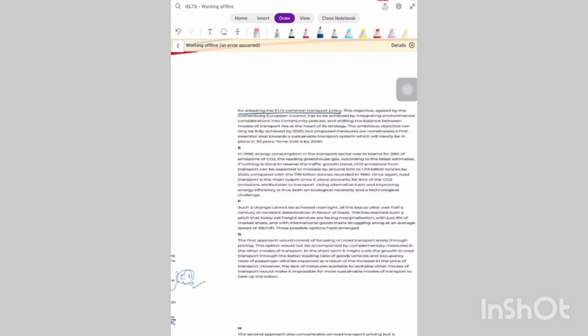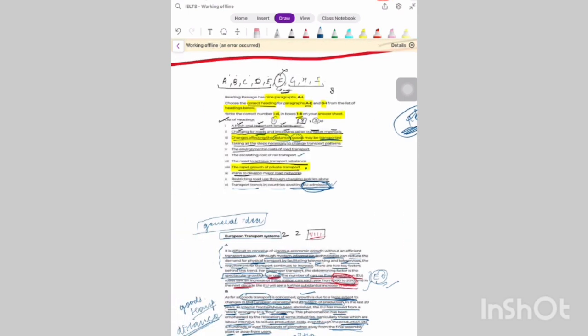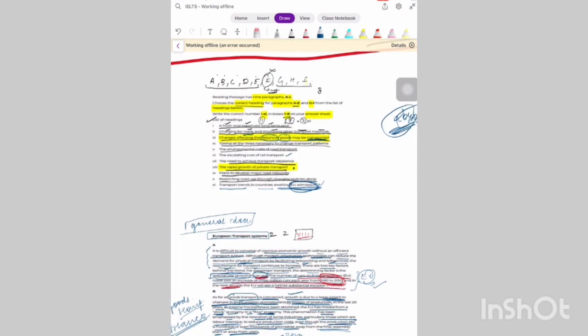This objective agreed by the Gothenburg European Council has been achieved by integrating environmental considerations into community policies and shifting the balance between modes of transport lies at the heart of its strategy. The ambitious objective, okay, this seems like a keyword, can only be fully achieved by 2020, but proposed measures are nonetheless a first essential step towards a sustainable transport system, which will ideally be in place in 30 years time, that is by 2040. So they are talking about their goals regarding certain years. So what are they trying to say? A fresh and important long term goal. Self explanatory. Don't need to put a lot of effort there.